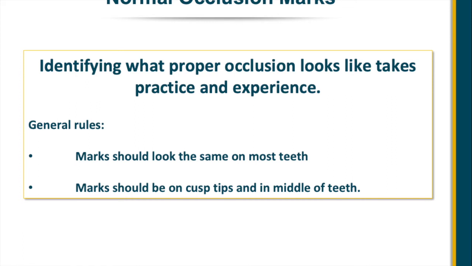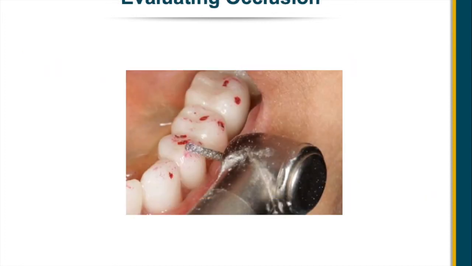Identifying what proper occlusion looks like takes practice and experience, and that's why I recommend you practice on each other as students in your class, to help you learn what good occlusion looks like. Marks should look the same on most of the teeth. The marks should be on the cusp tips in the middle of the teeth rather than on the outsides of the teeth. So for example, in this example, I might adjust here and here as improper marks. I would like to see the marks on the top tips and the middles of these teeth because these are the lower teeth. So I would adjust on the cusp tips.